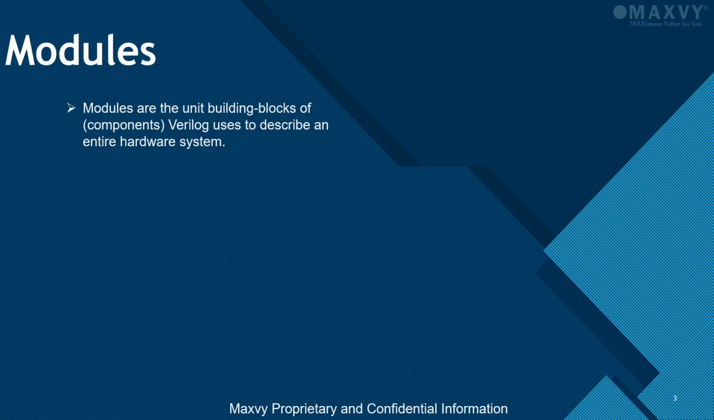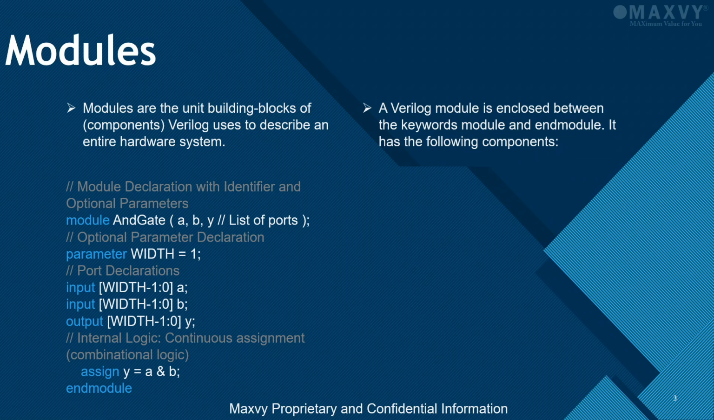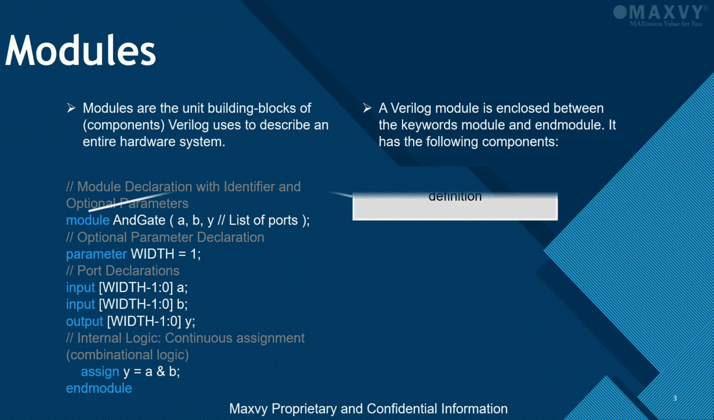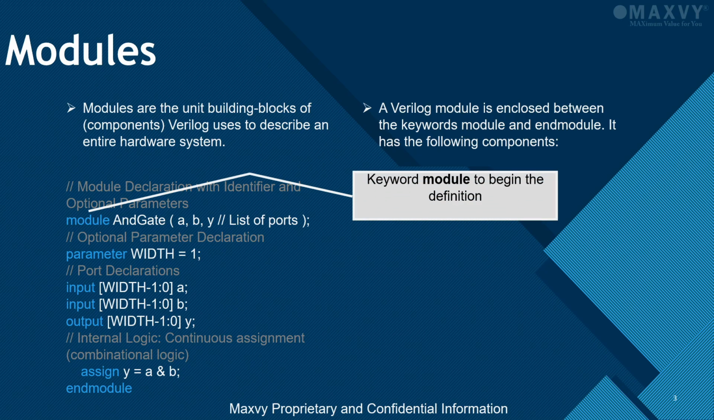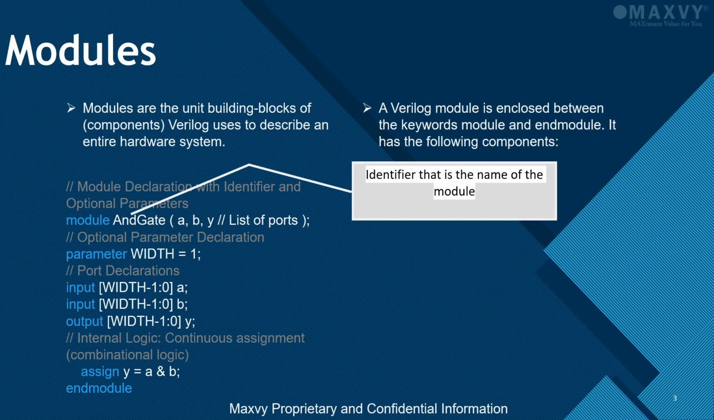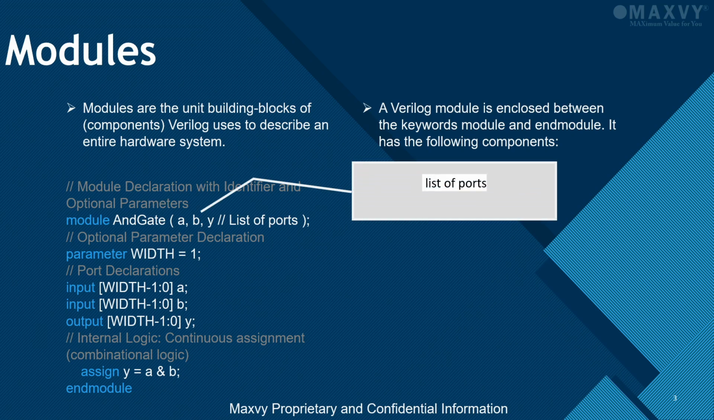Modules. Modules are the unit building blocks of Verilog used to describe an entire hardware system. A Verilog module is enclosed between the keywords module and endmodule. It has the following components. Module: this keyword initiates the definition of a Verilog module. Identifier: this is the name you give to your module, which should follow the standard naming conventions for Verilog identifiers. And then the list of ports.